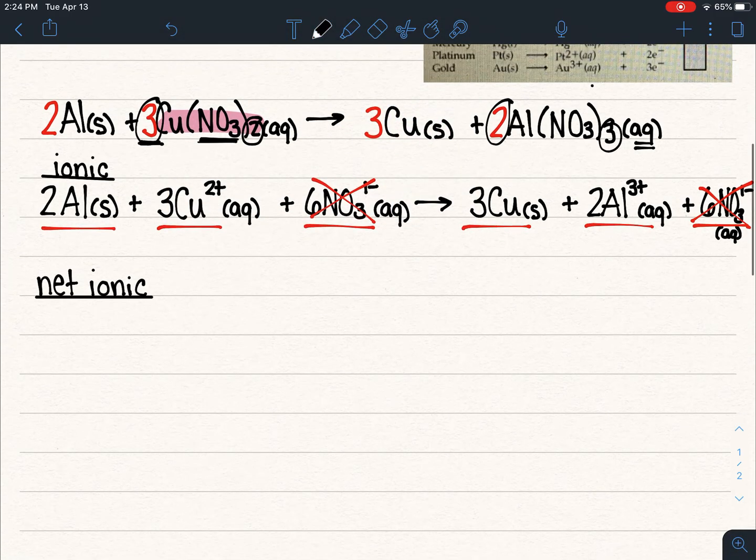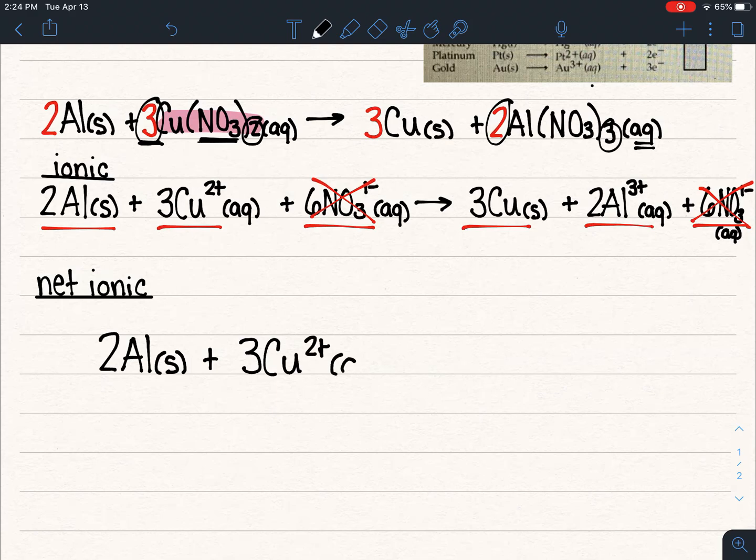So we have 2 aluminum solids plus 3 Cu 2+ ions, and then 3 Cu solid, and 2 aluminum ions.